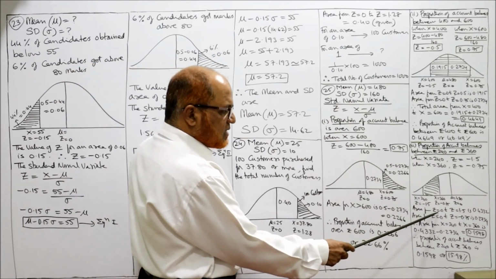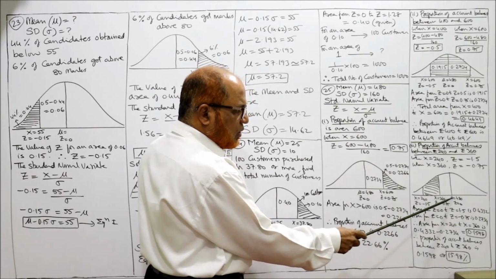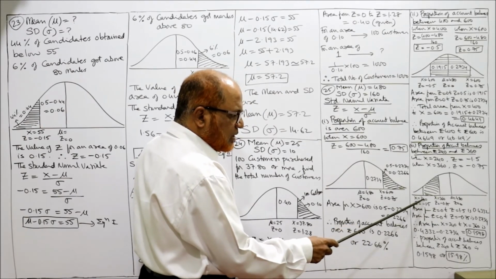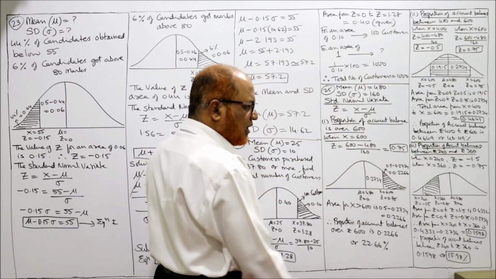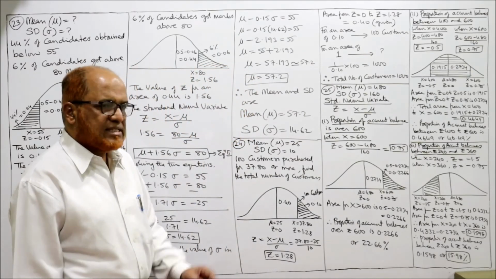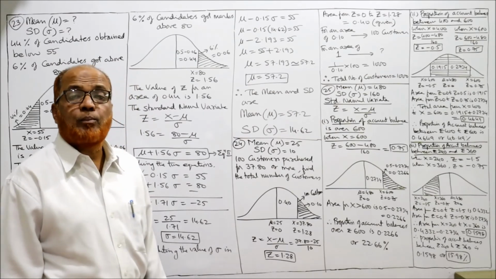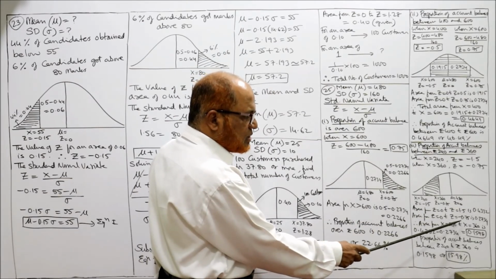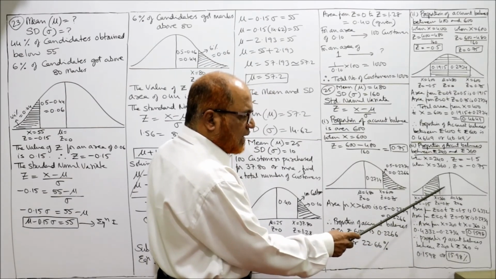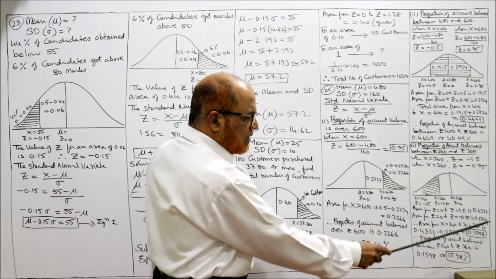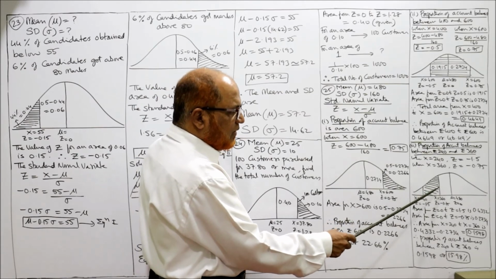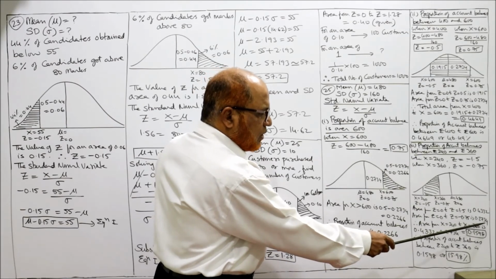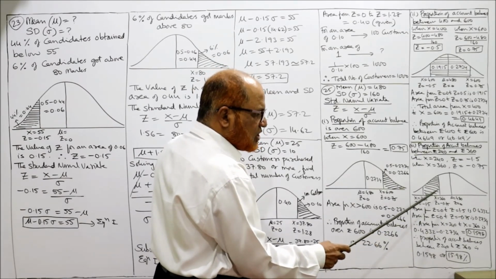Now the area from z is equal to 0 to z is equal to 1.5, the total area from the middle to this 240, is 0.4332. Look at 1.5 under 0: 0.4332. The area from z is equal to 0 to z is equal to minus 0.75 up to here is the unshaded area, 0.2734. So the total area from here to here is 0.4332 and the unshaded area is 0.2734. Subtract the unshaded area and we will get the shaded area.